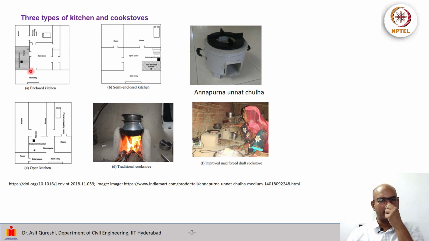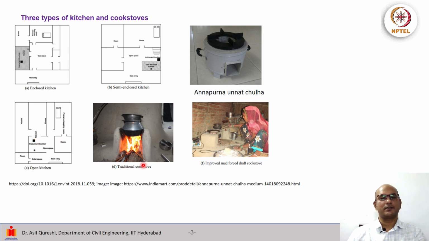So this is a general layout of the kitchens. This is our totally enclosed kitchen with one door here. This is a semi-enclosed kitchen which is open to the surroundings from some direction, and this was a completely open kitchen, in which the kitchen itself was situated in an open space.